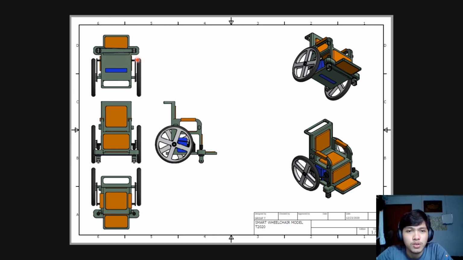This is the bottom view, front view, top view, and side view, and also orthographic view. As you can see, the wheel is spread evenly to make it more stable, and the weight distribution is somewhere around this point. The reason why I made this is because I want to lower the center of gravity and increase the stability. Our design also implements the symmetrical features, also for stability reasons.